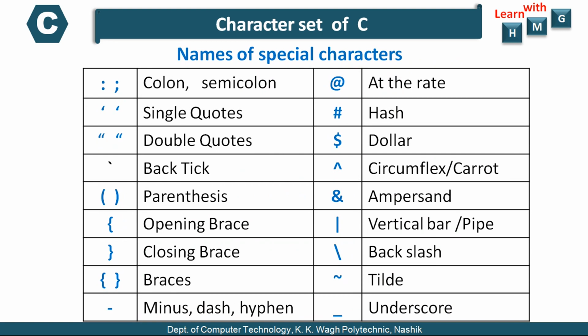These are some special characters whose names may not be known to you: colon and semicolon. Then these are called single quotes. Then these are double quotes. Then this is backtick, which is opposite to single quote. Then these are called parenthesis. Then this is the opening brace, and this is the closing brace. The pair is called braces. Generally we call them curly brackets, but in C language they are called braces.